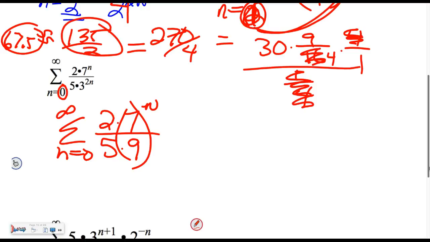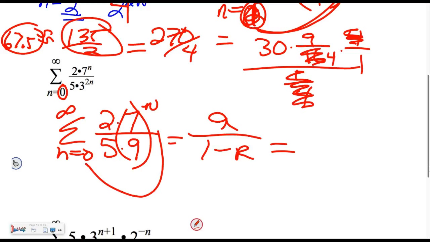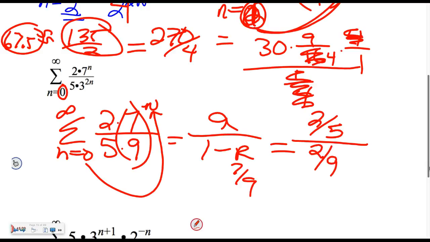What is A, Dudley, on this? What is the lead term? Because I have to do A. Nope, A is not 0. Oh, what is A? 2/5. There you go. 2/5 over. You are slow today. 2/5 over what? 2/5 over 1 minus the common ratio. What's the common ratio in this problem? 7/9, correct? So 2/9. What's my answer? To what does this converge?